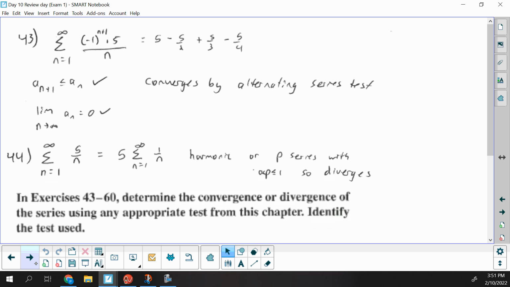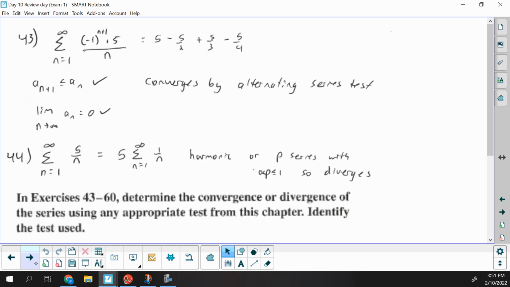For 43, we're using whichever test we think would be best. Notice we've got the minus 1 there, so we're alternating signs. If we look at a few terms, the numerator stays constant, the denominator is getting big, so each successive term is less than the one before it. Our individual terms will approach 0, so we can say it converges by the alternating series test.